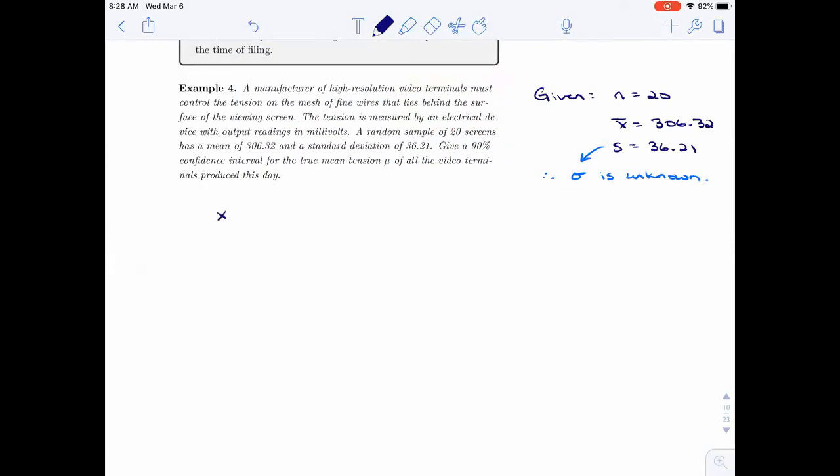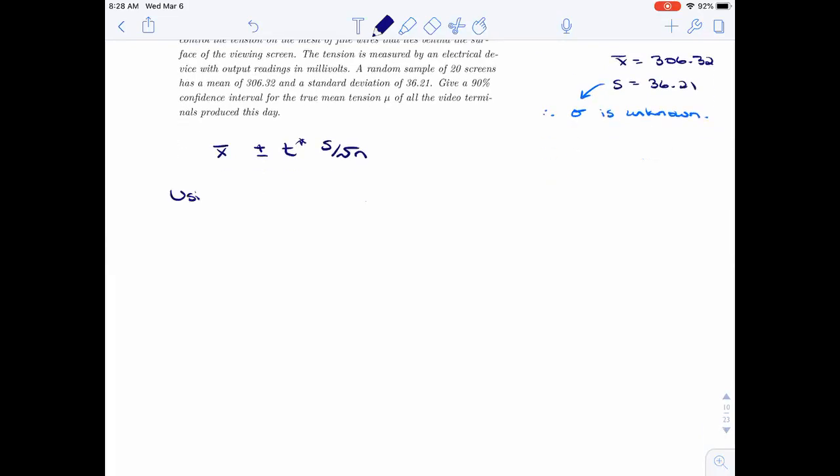I usually start by writing out the formula that I need. So x bar plus minus t star times s over root n. And then I just check to make sure that I have all the components that I need. I have x bar, I have s, and I have n. The only thing I need is my t star. And so I'm just going to write out how I'm going to find it. So using the t table with degrees of freedom equal to n minus 1, which is 20 minus 1, is 19.